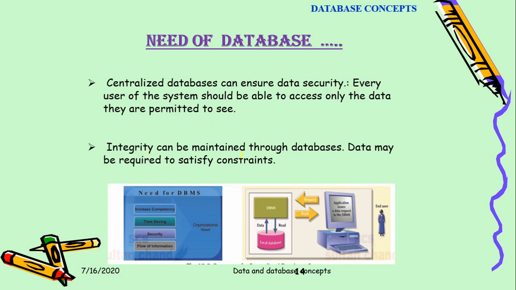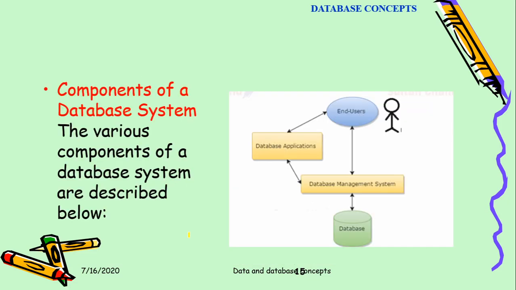So integrity can be maintained through the database. Integrity may be required to satisfy the constraints. Constraints means different types of rules that can be applied on our database during the design. So here is our local database, and there is the DBMS, and the user can request and the data will be processed and a reply sent to the user. So these are the needs of database.